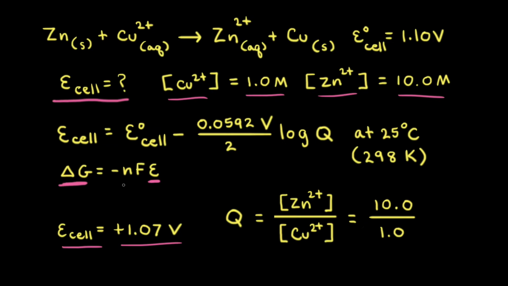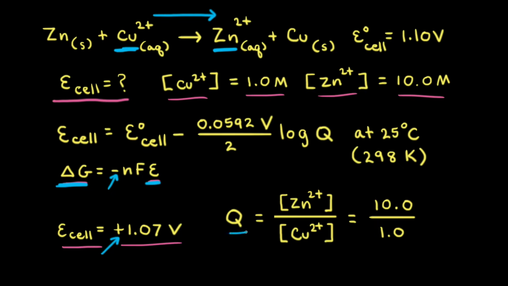Delta G is equal to negative nFE. Because we have a positive value for the instantaneous cell potential, if we plug a positive value into our equation, because of the negative sign in the equation, we would get a negative sign for delta G. And when delta G is negative, the reaction is thermodynamically favored, which means the reactants will turn into products. And as the reactants turn into products, the concentration of zinc 2+ ions will increase, and the concentration of copper 2+ ions will decrease.